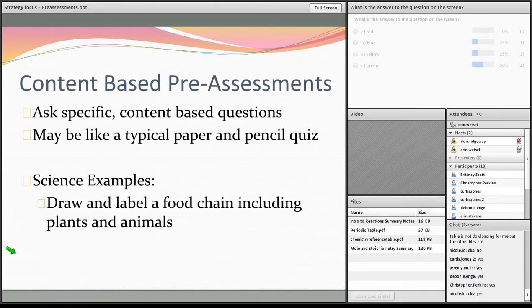If you're going to start into stoichiometry for chemistry, maybe you ask the students to just jot down on a piece of paper what the word stoichiometry means, and see if they have any idea. You can get some background information to see if they know something about stoichiometry to begin with.